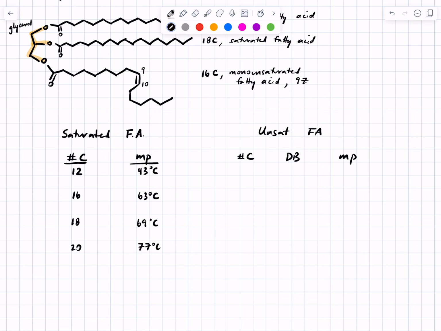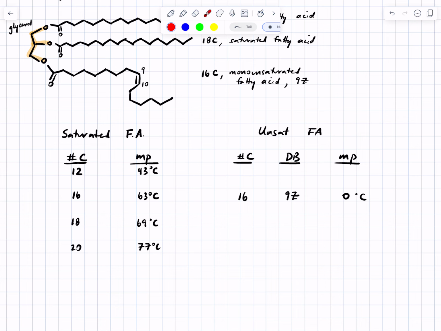Now, I want you to pay attention to what incorporation of a single or a few double bonds does to the melting point of various fatty acids. The 16 carbon fatty acid that I drew above, with the double bond involving carbons 9 and 10 with a Z configuration, has a melting point of 0 degrees Celsius. So this is a liquid at room temperature. Just the incorporation of that single double bond goes from solid to liquid.